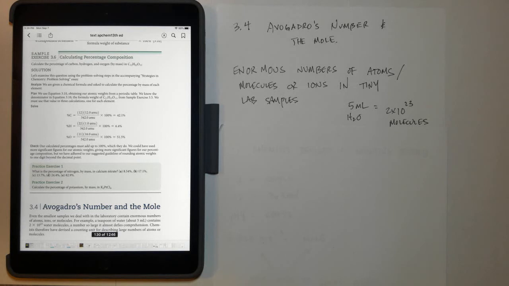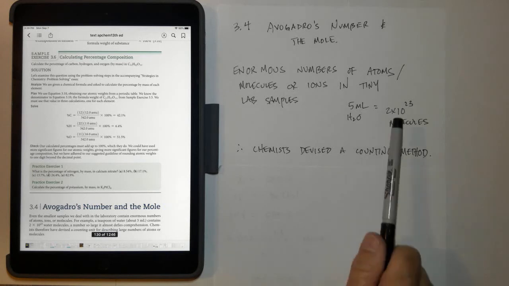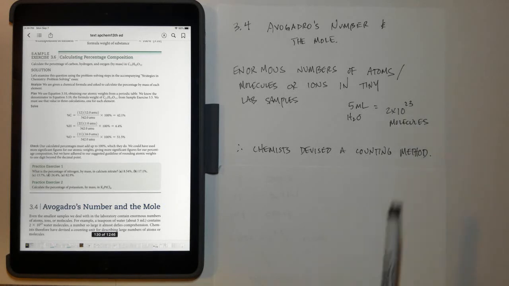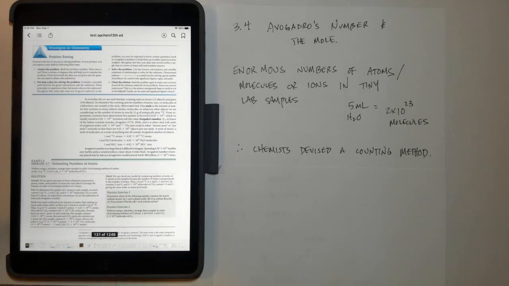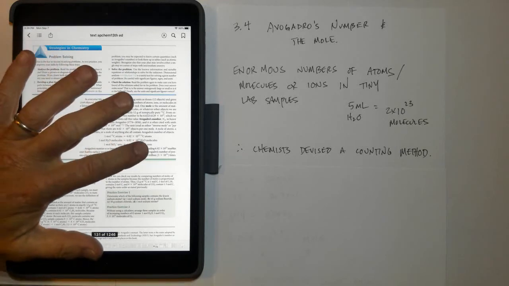So even the smallest samples that we deal with in the laboratory contain enormous numbers of atoms, ions, or molecules. So for example, 5 milliliters of water, just about a teaspoon, contains more than 2 times 10 to the 23rd molecules of water. Way too many for you to ever count. And so chemists have come up with a counting method that helps take care of this number of things in the nanoscopic world. So then in the macroscopic world, we can just measure out 5 milliliters and know how many particles we actually have.